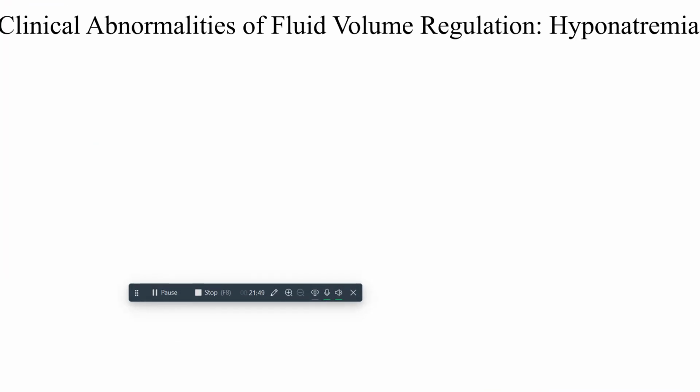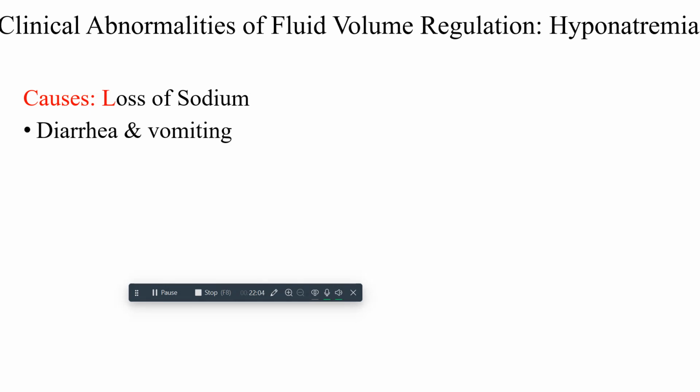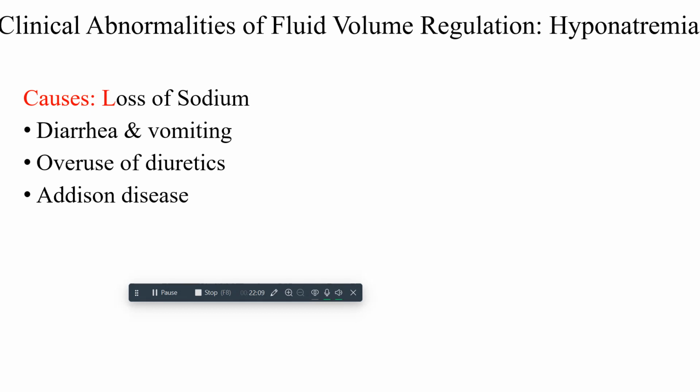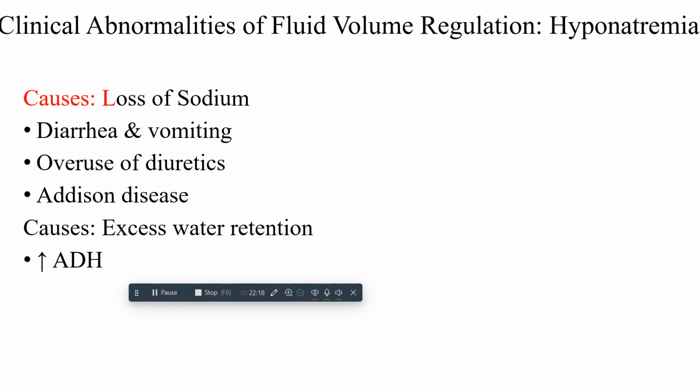Clinical abnormality of fluid volume regulation, hyponatremia. What is the cause of hyponatremia? Loss of sodium. One cause of sodium loss is less secretion of the aldosterone, adrenal insufficiency, diarrhea and vomiting, overuse of diuretics, Addison's disease, that is aldosterone secretion deficiency, right? Or excess water retention, like increased ADH, right?